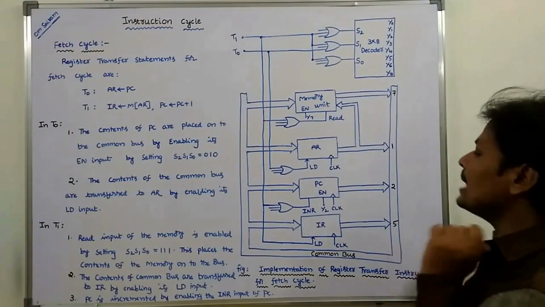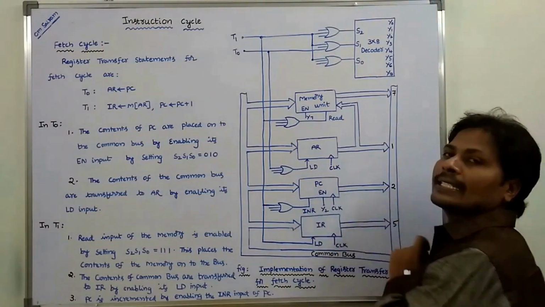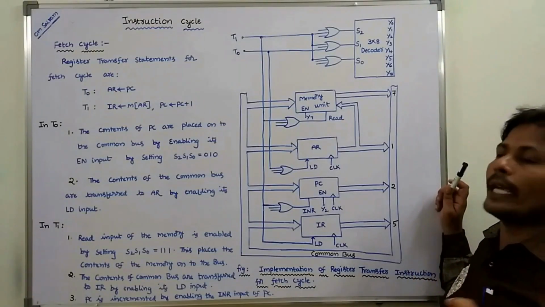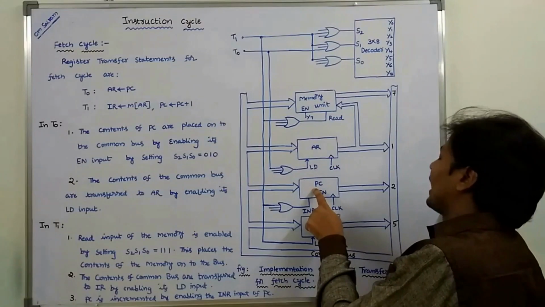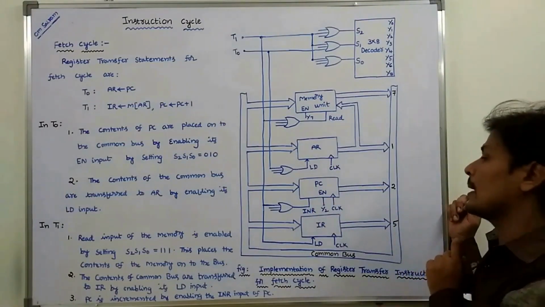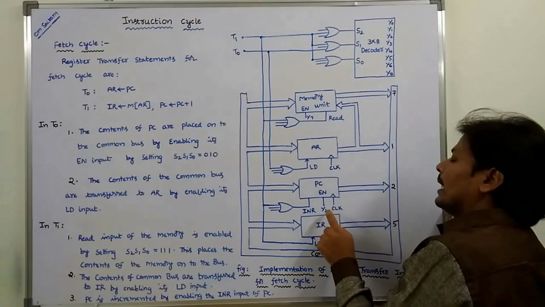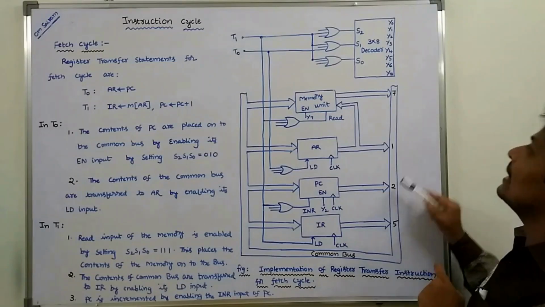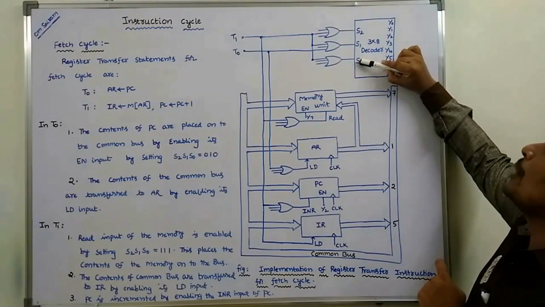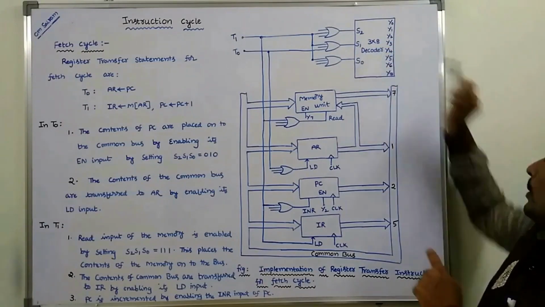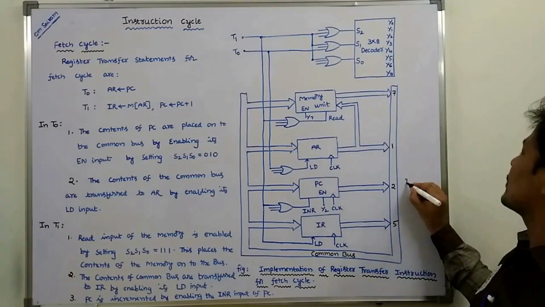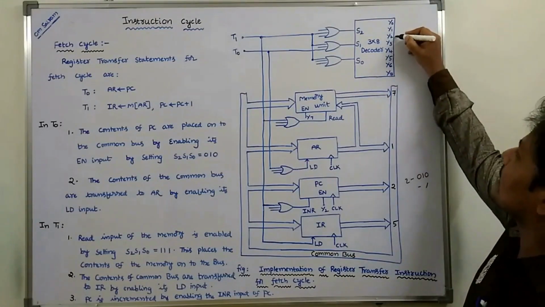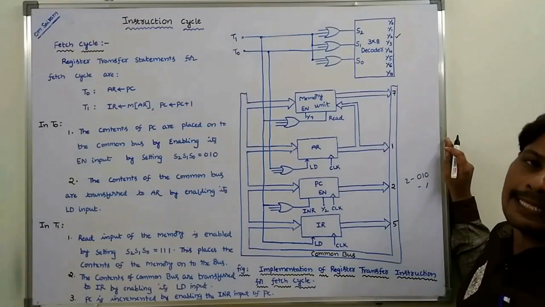Initially PC contains the address of the first instruction in the program. That address is placed onto the common bus by enabling the input Y2. Y2 is nothing but 2, by setting S2, S1, S0 value to 0, 1, 0. Here 2 can be written as 0, 1, 0. What is the output selected? That is Y2 is selected.